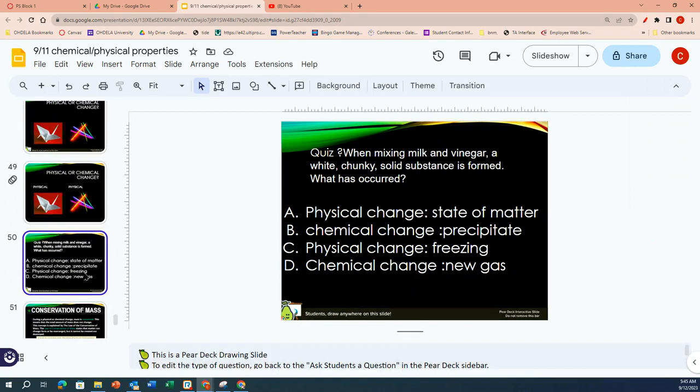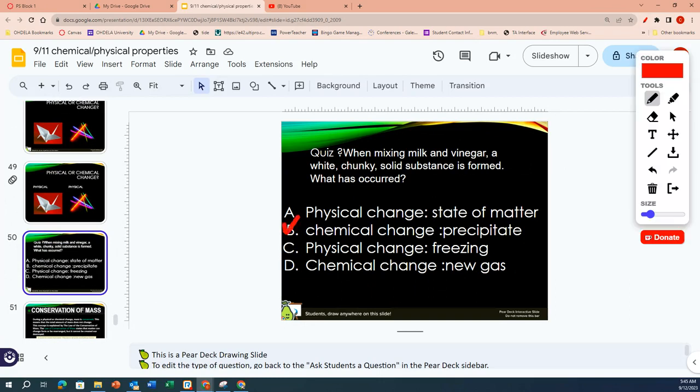When mixing milk and vinegar, a white chunky solid substance is formed. What has occurred? We know it's a chemical change. It doesn't say, it could be either B or D, but let's look closely. Both are chemical changes, but a chunky solid is formed, so it's a precipitate. So, chemical change with a precipitate. It could have been a chemical change with a new gas, but in this particular case, it formed a solid.